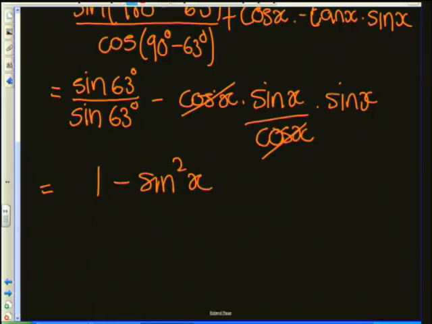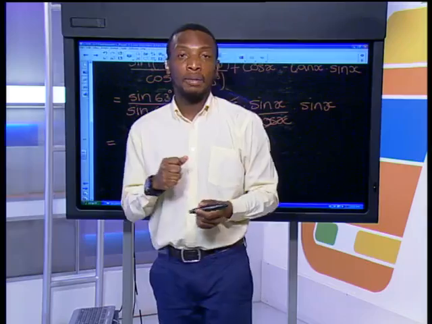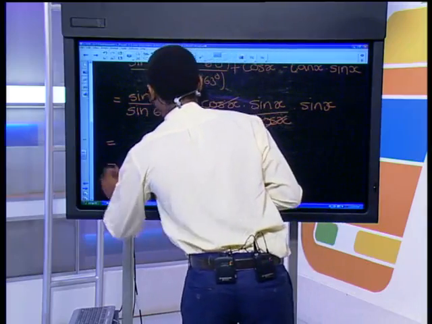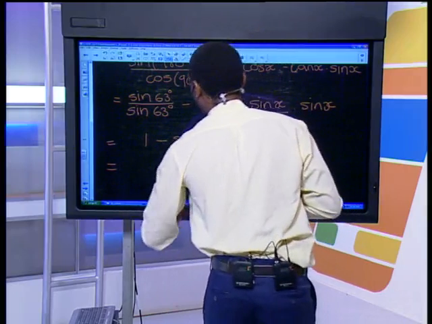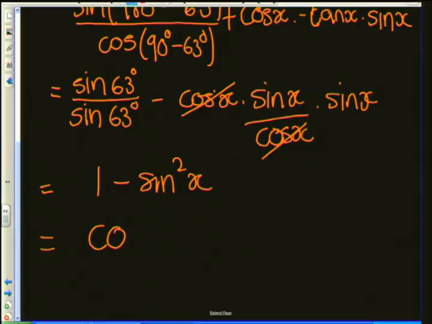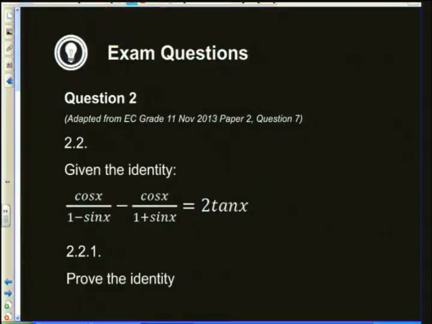Now if you think back to grade 10, there's that famous trigonometric identity. We know that sine squared theta plus cos squared theta is equal to 1. So this means that 1 minus sine squared theta is equal to cos squared theta, or cos squared x. That is my answer, and there is nothing more I can do to that. So the answer to that question is cos squared x. Let's look at the next bit.